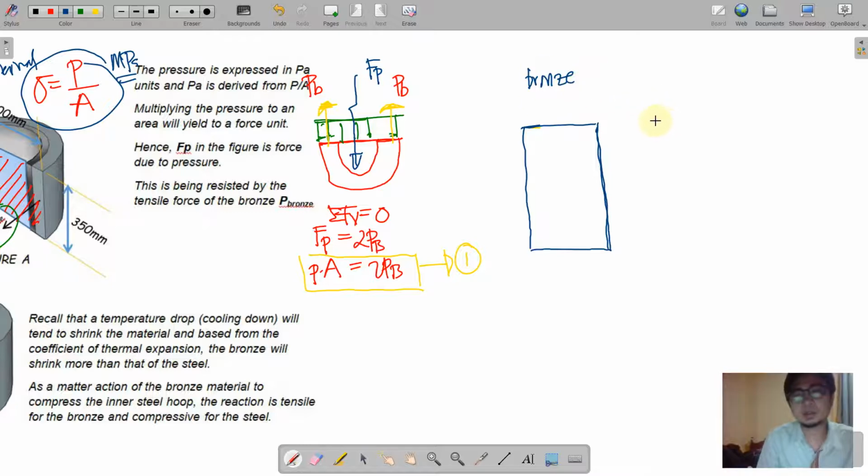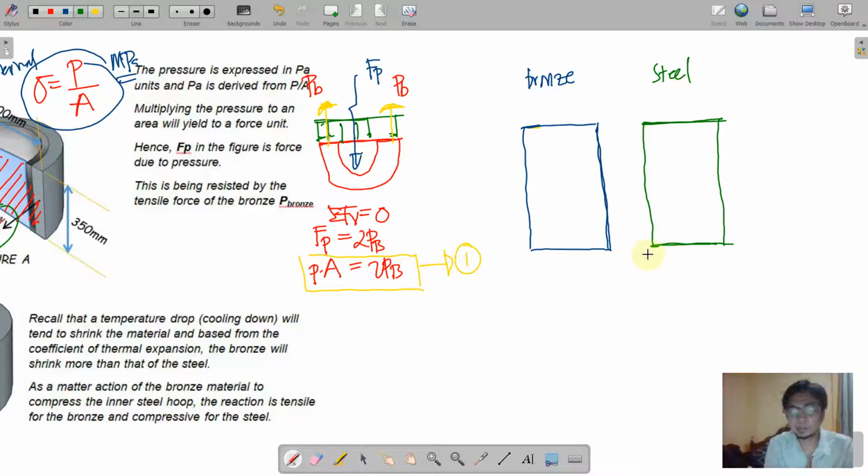Okay, say this is the rectangular section for bronze. Okay, and then of course we have here the inner one, steel. Okay, of course steel is shorter than that of bronze. Okay, a little bit shorter than that of bronze. So basically this dimension is what?